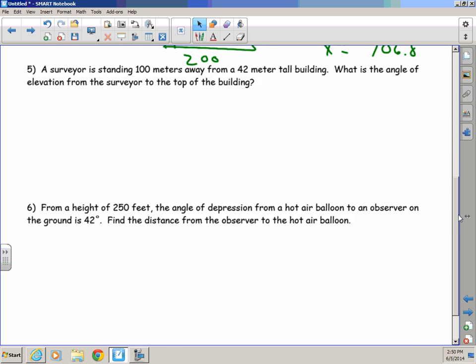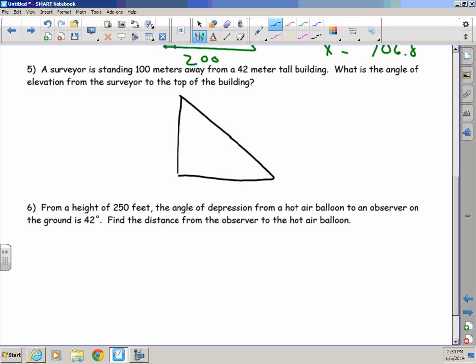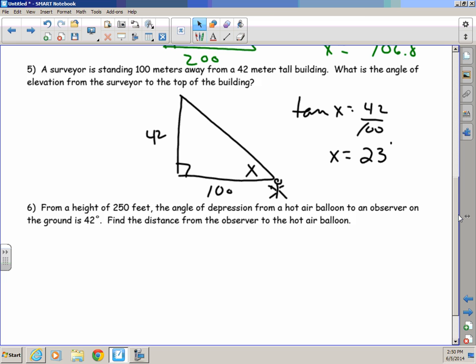A surveyor is standing 100 meters away from a 42-meter tall building. Here's my building. The surveyor is over here, 100 meters away, and I want the angle of elevation, so here. Opposite and adjacent, so tangent of x, 42 over 100, as we did yesterday. You're going right to your calculator, no cross multiplying to get 23 degrees.